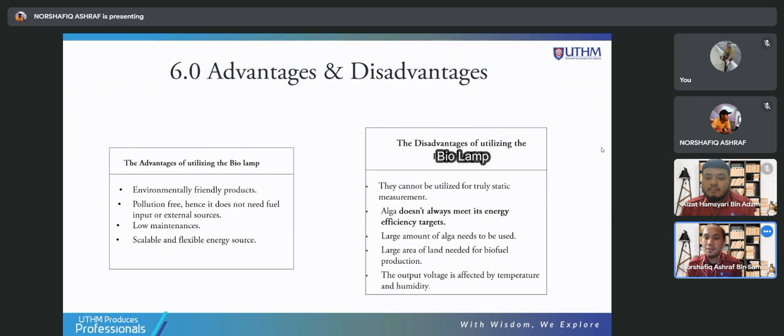The disadvantages: the first one is that they cannot be utilized for truly static measurement. Next, alga doesn't always meet its energy efficiency targets. The third one is that a large amount of alga needs to be used for this project. The fourth one is that a large area of land is needed for biofuel production. And the last one is that the output voltage is affected by temperature and humidity.